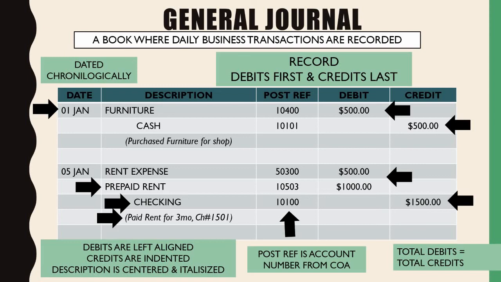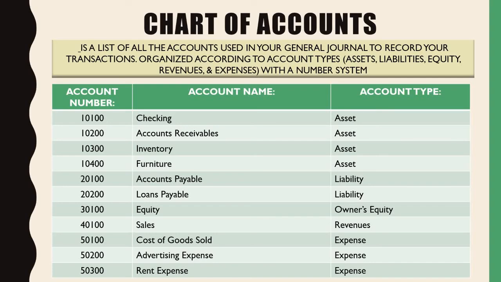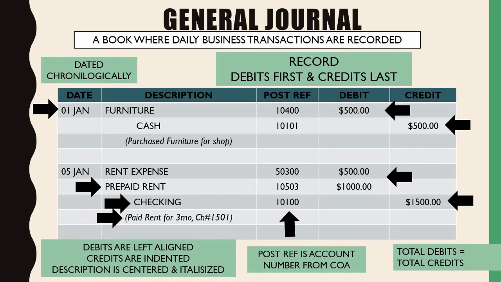Now, once we do that, the next section is going to be your post reference. Your post reference, this number here, is only used if you use account numbers, because these are the account numbers directly correlated with that account. So, for example, if you look at your checking account right here in my chart of accounts, that is account number 10100. So that's the post reference right there. Whatever account you're using, you're going to put those account numbers in there. Okay?